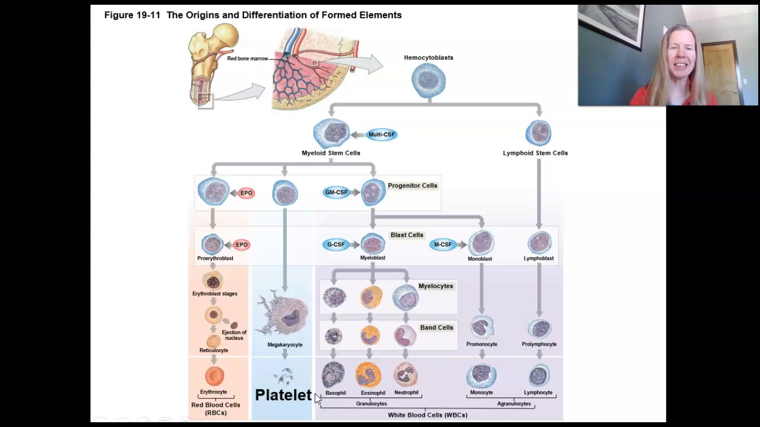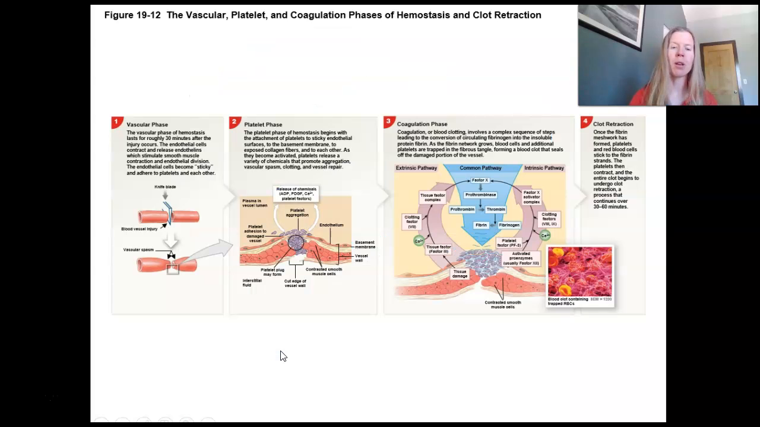Last but not least, we have the platelets. The platelets are this weird formed element. They're actually fragments of a cell, and that's the whole reason we call this portion of the blood formed elements instead of cells. The platelet is just a fragment of a cell called a megakaryocyte. The big deal with platelets is their role in clotting.